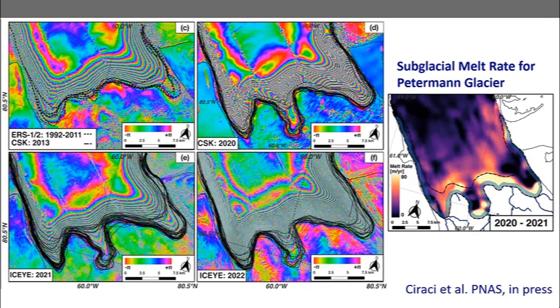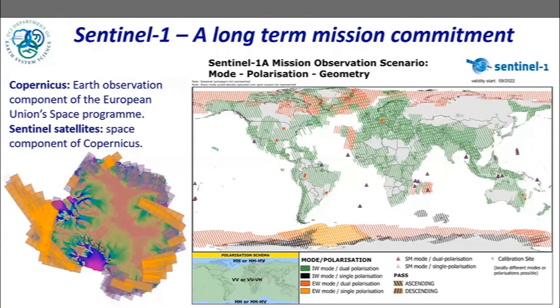And Enrico also managed to estimate the subglacial melt in the grounding zone, and as you can see in the plot, the melt rate is quite high in the grounding zone, and there's potential for subglacial channels to have an impact on this.